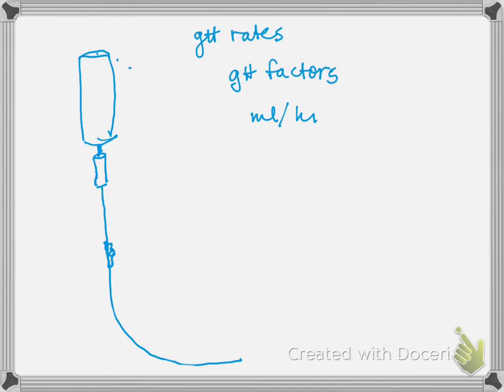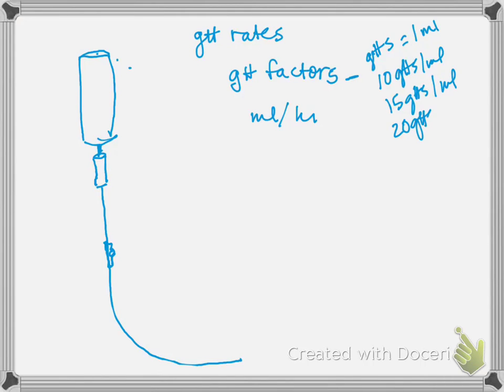Okay, so let's talk about calculating that flow rate on an IV bag that has no IV pump. So this is called drip rates. Now each tubing has a drip factor, and it will say on your tubing package what that drip factor is. And a drip factor means how many drops equals 1 ml. So I've seen 10 drops per ml. I've seen 15 drops per ml. I've seen 20 drops per ml. And then 60 drops per ml.